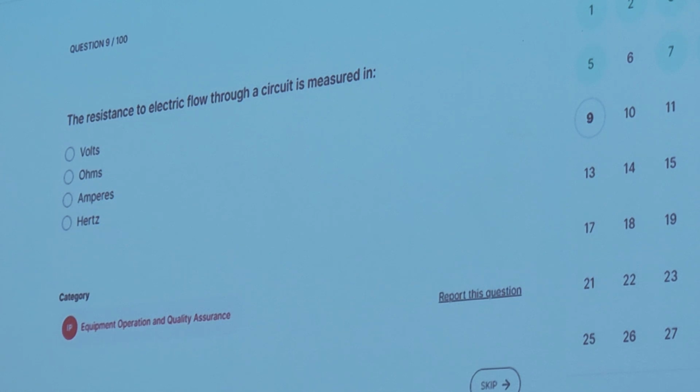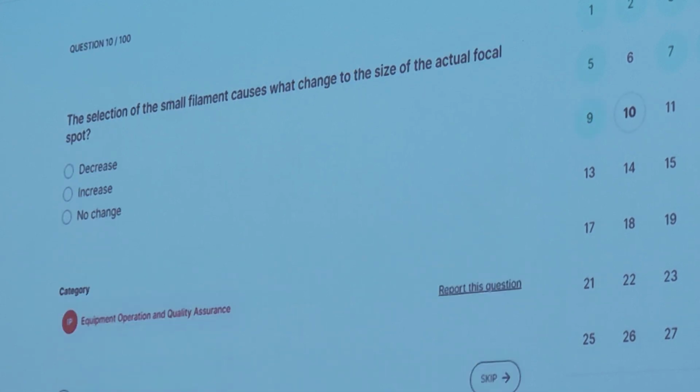Okay, got some Ms. Bonilla questions here again. Resistance to electric flow is measured in ohms, right? Yes. Okay. All right. Let's see. So, Angelica, go ahead and read this.